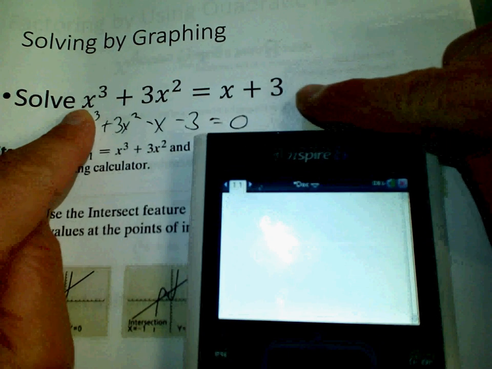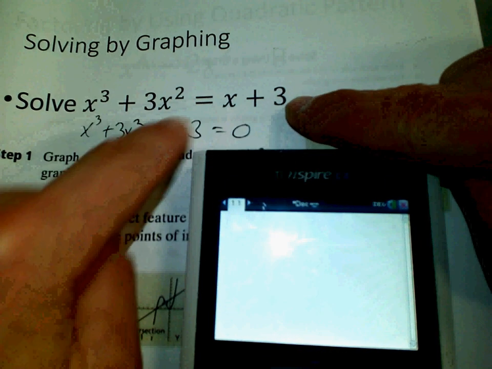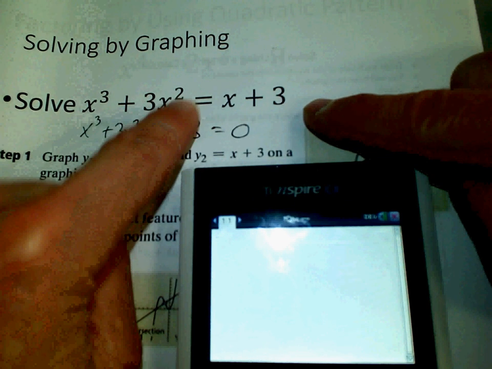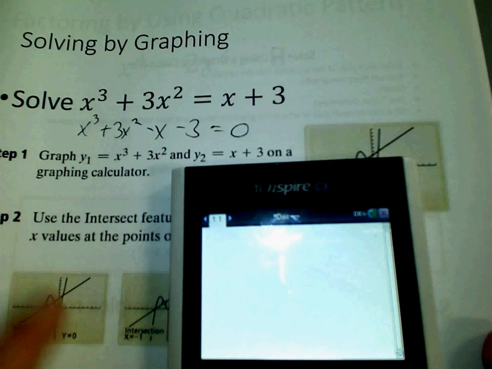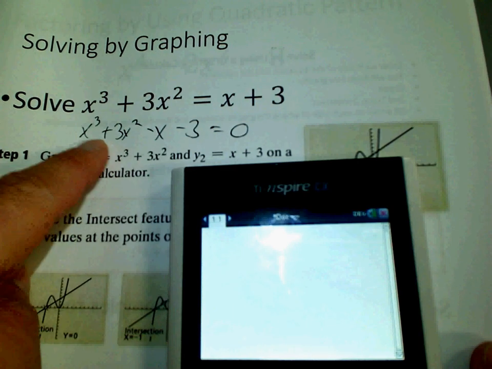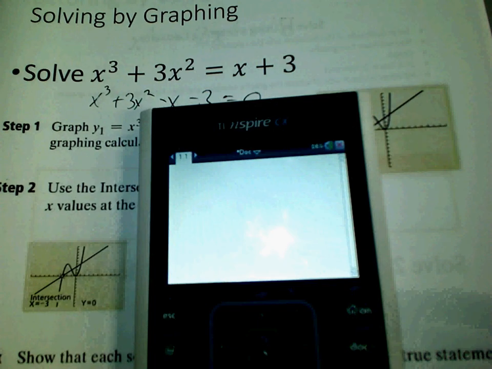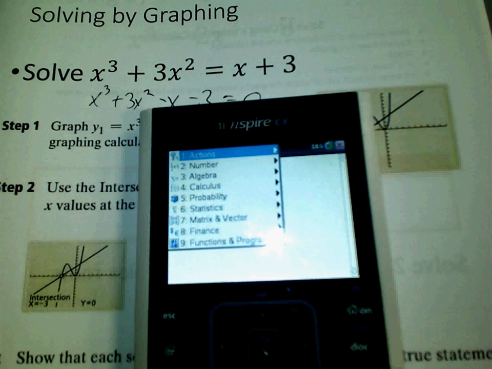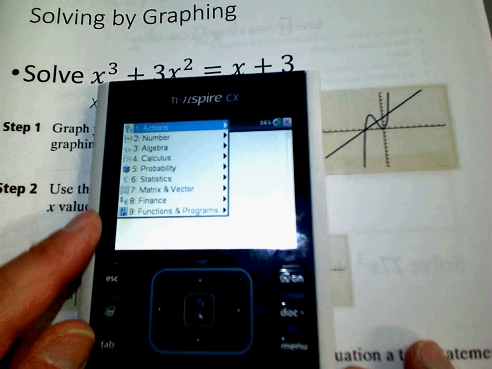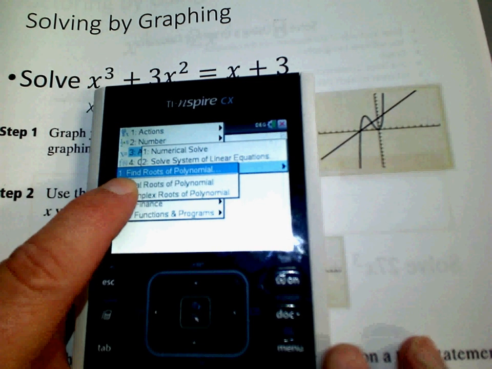Let's take this polynomial equation, move everything to one side. So you'd subtract this x, you would subtract this 3, and you'd have x to the third power plus 3x squared minus x minus 3 all equals 0. If I can find that this cubic polynomial zeros, then I would know its solutions. So menu, right? Menu, where would I go? Algebra, 3 polynomial tools, 1. Find the roots of a polynomial.